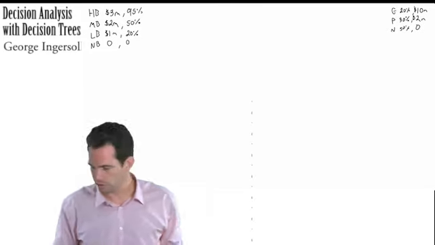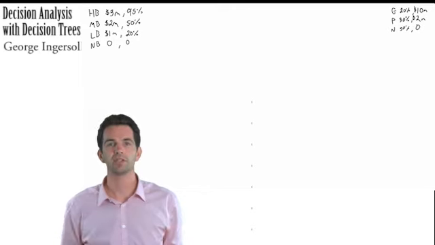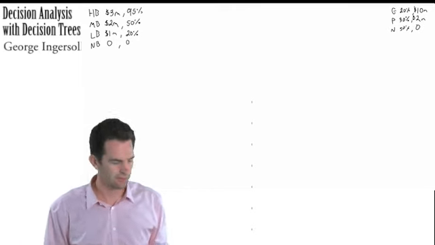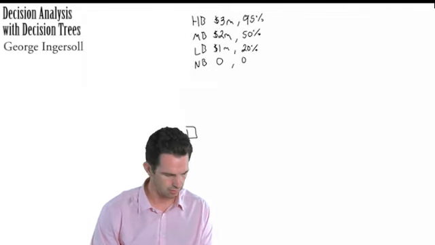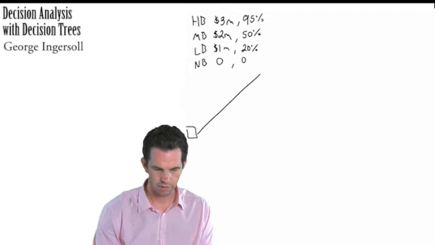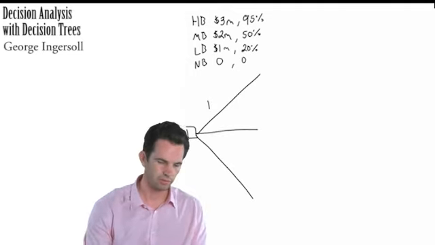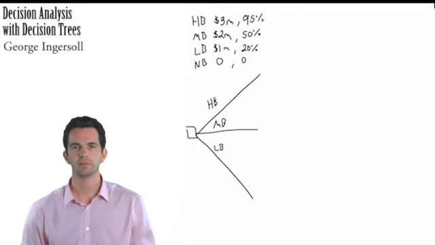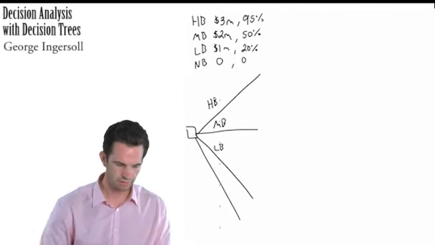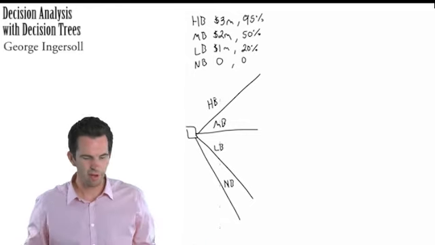So let's start off. First thing we're going to do is build the decision tree from left to right, and we're going to put squares when we have a decision, and circles when we have a chance node. First thing is we have a decision to make: we're going to bid. We can bid high bid, medium bid, low bid. And is that it? No, there's one more possibility, which is no bid.